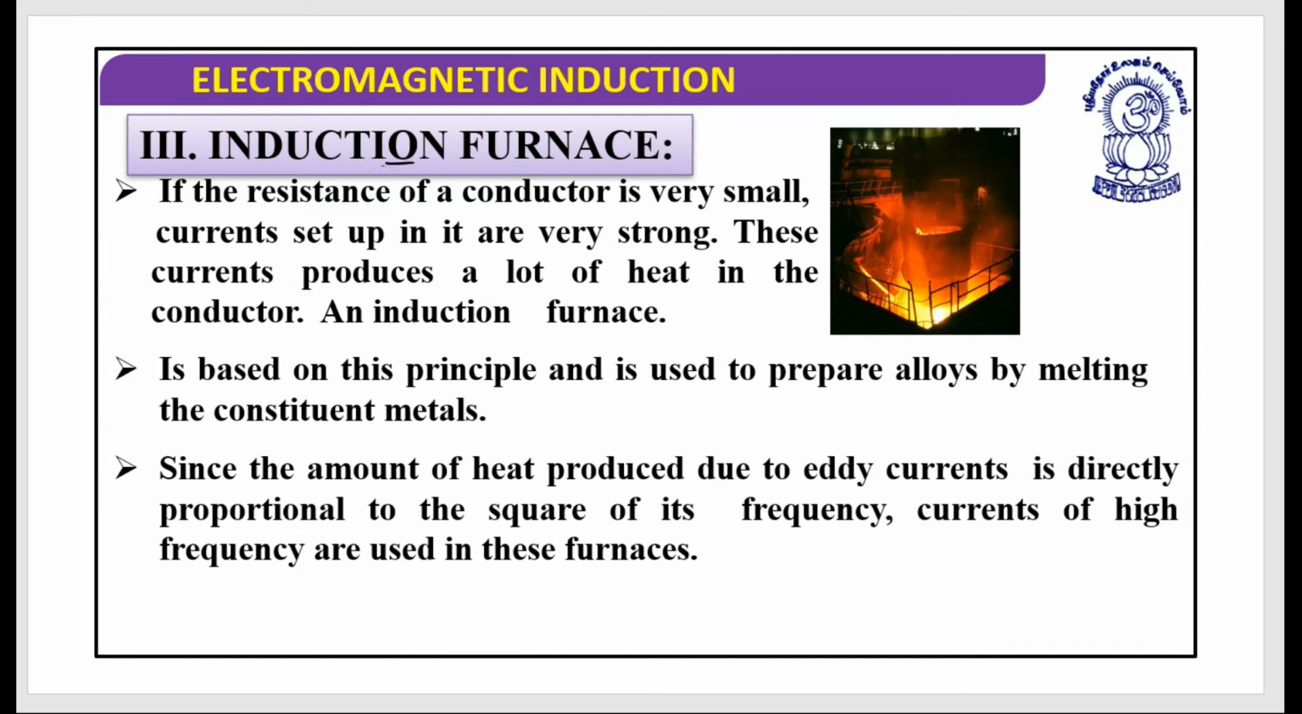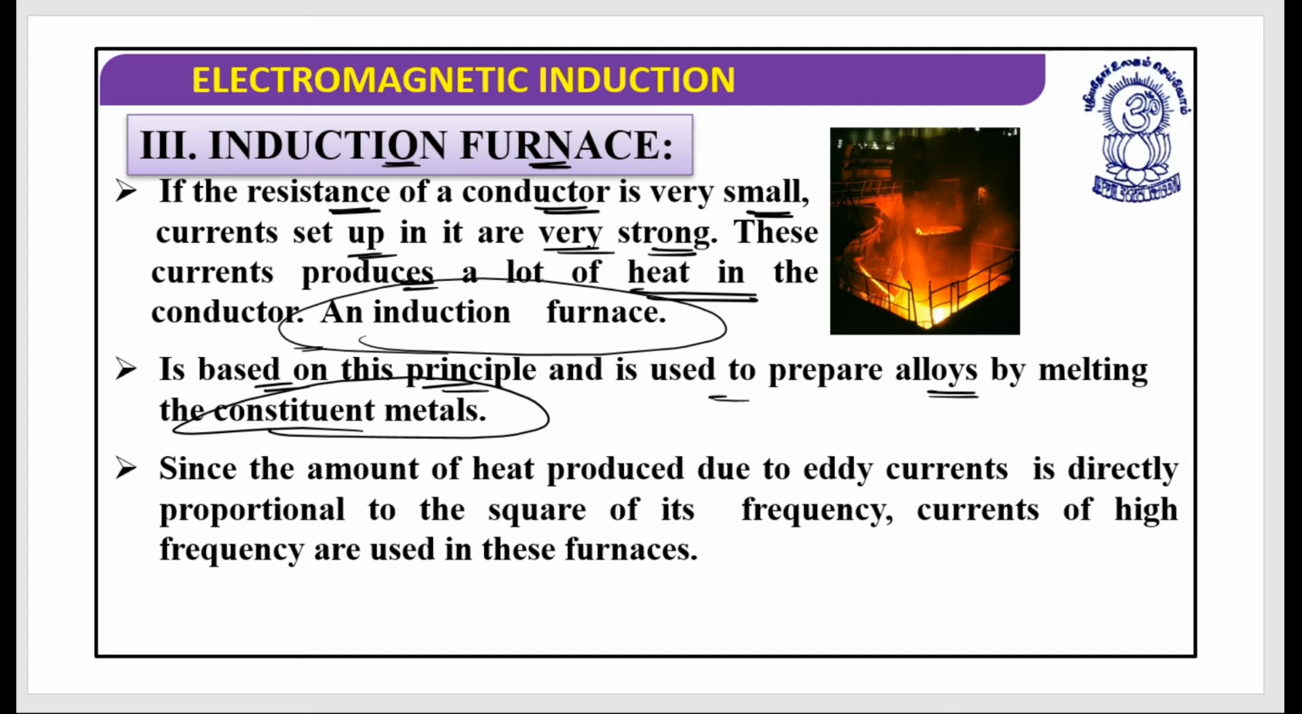Next, let's look at the induction furnace. If the resistance of a conductor is very small, the current set up in it is very strong. If resistance is lower, current will be higher. It is as simple as that because V is constant. This current produces a lot of heat in the conductor, and that is where we use an induction furnace. It is based on this principle and is used to prepare alloys by melting the constituent metals.